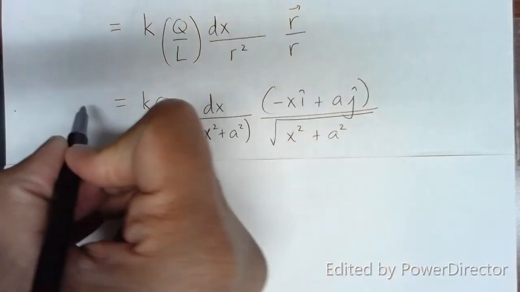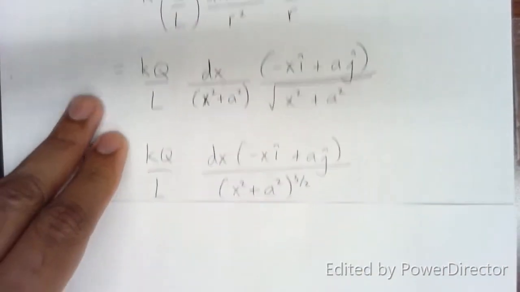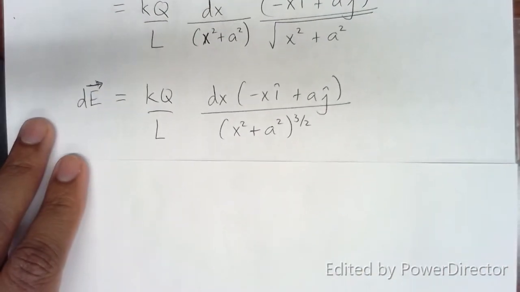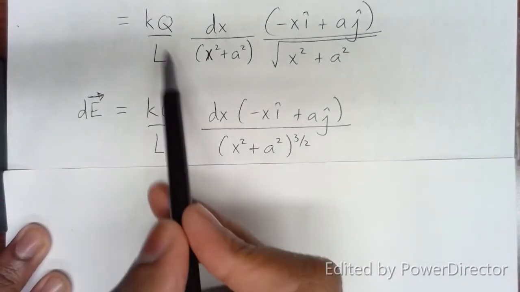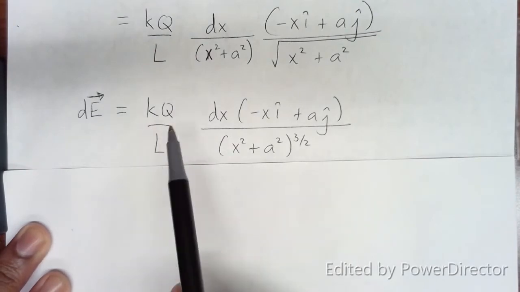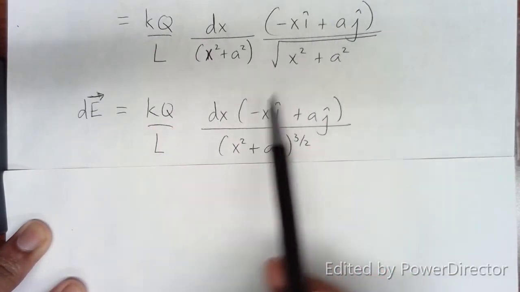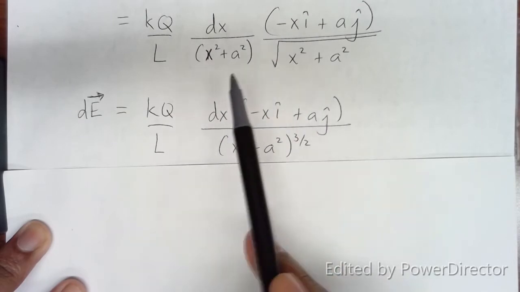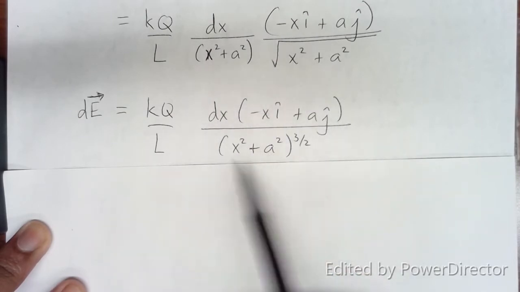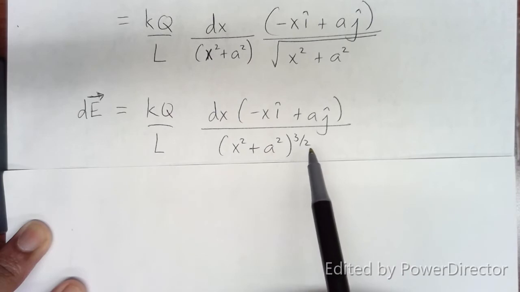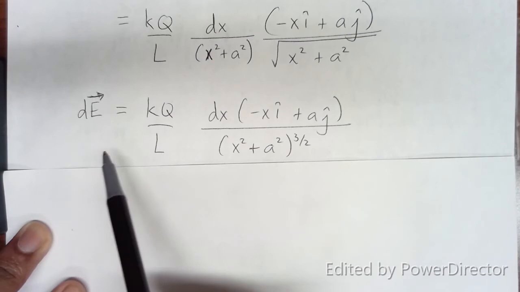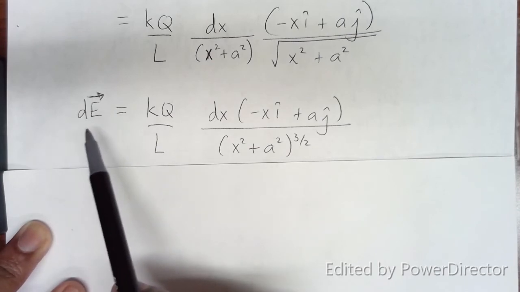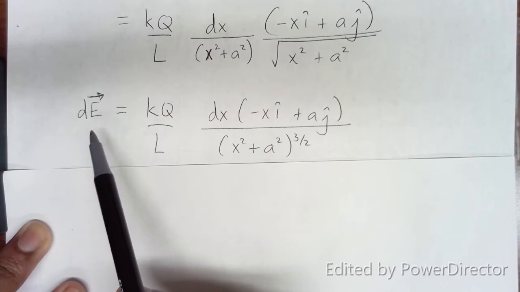We are almost there. All of this can be put together to give us our expression for dE. So k, Q, and L are all constants. We keep them out in front. dx is over here. We have the vector on top, and then in the denominator, these two can be combined into x squared plus a squared raised to 3/2. And all of this is equal to dE vector. So this is the little electric field produced at point P due to that little bit of charge dq.